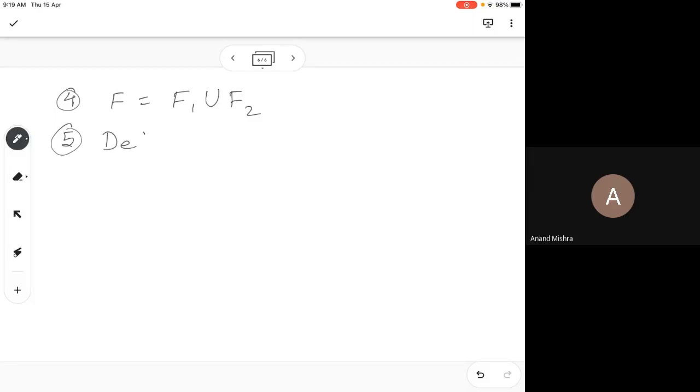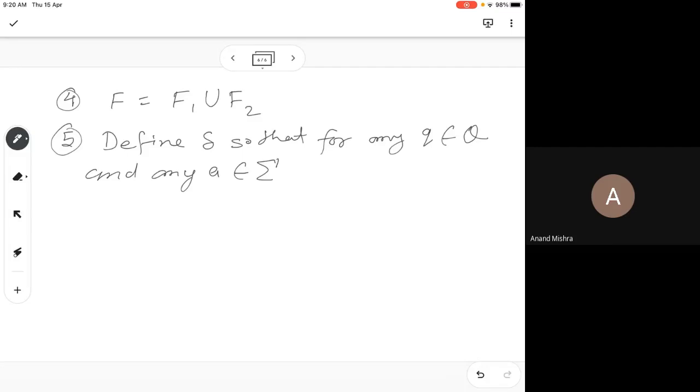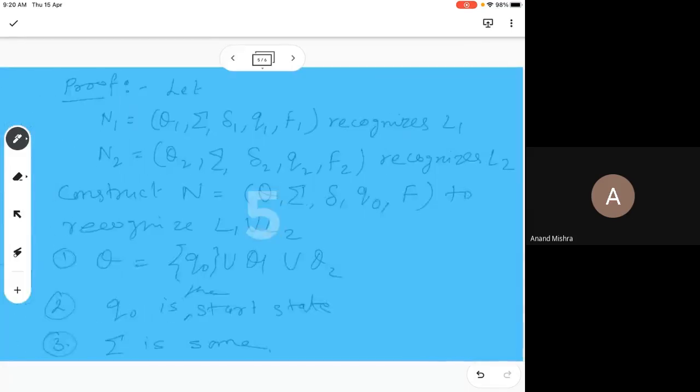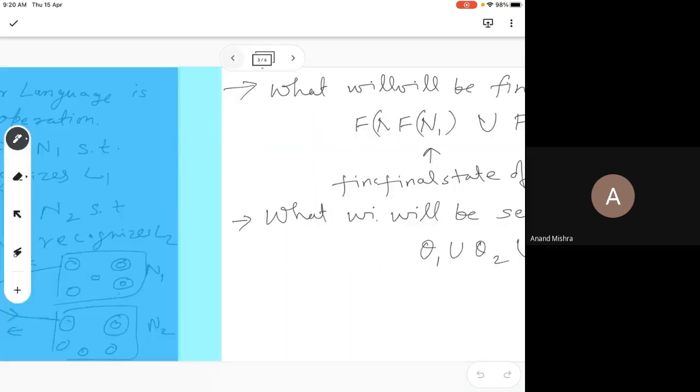So define delta so that for any Q belonging to Q, right? So this is any state of that NFA which you are constructing, and any A belonging to sigma. What it should do is as follows. So delta Q A. This definition is interesting. If you look into it, let's go into the diagram.